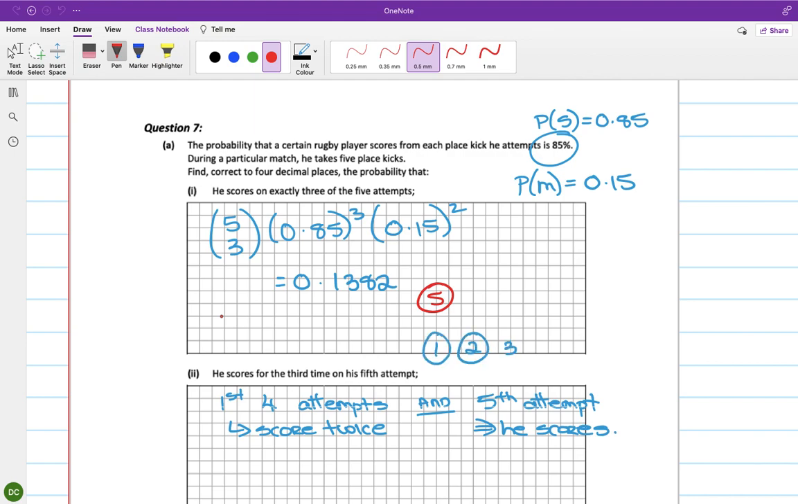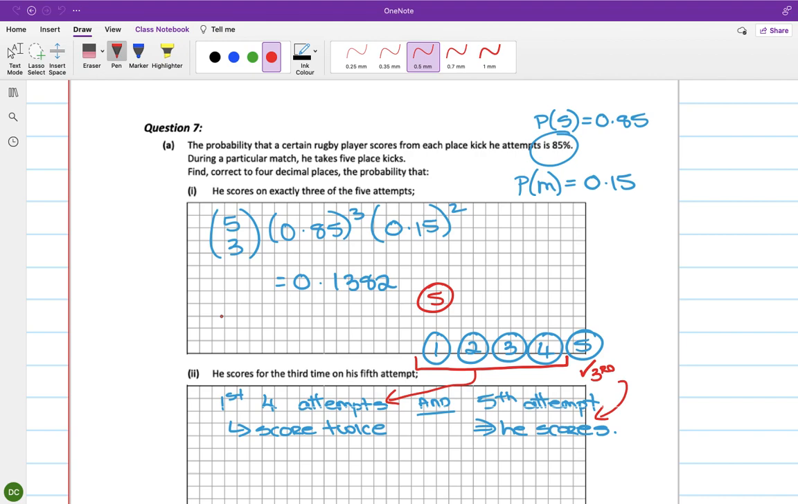Okay, so he scores for the 3rd time on his fifth attempt. So we know he scores here, and we know that's going to be his 3rd score. Yeah? So that's equivalent to this. And then if that's his 3rd score, it means he must have scored 2 other times. We just don't know when. That's where Bernoulli comes in. So that's that. Yeah?